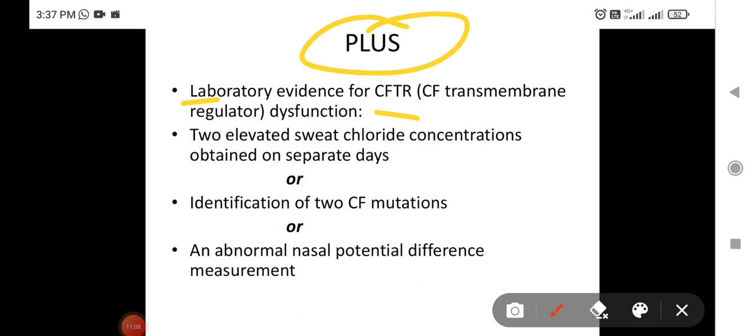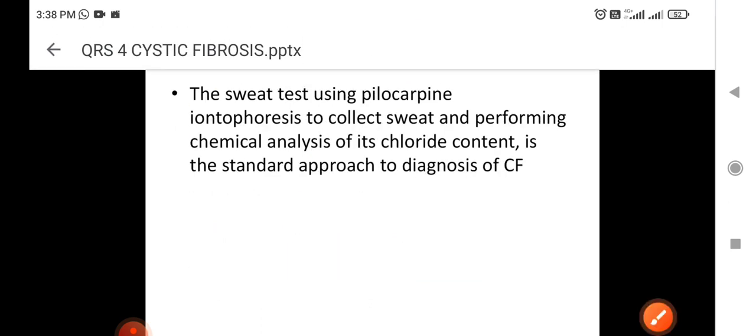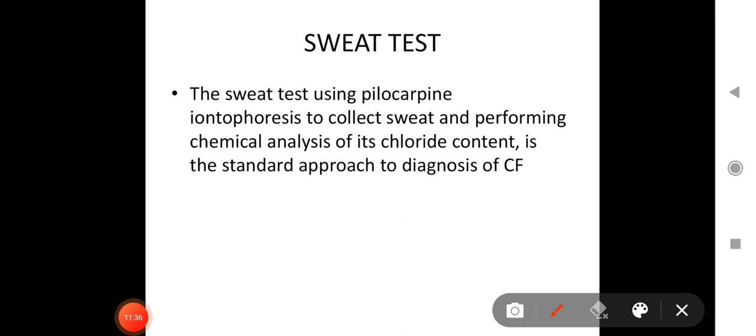How is CFTR dysfunction evident in lab tests? Two elevated sweat chloride concentrations obtained on separate days, or identification of two cystic fibrosis mutations, CFTR mutations, or an abnormal nasal potential difference measurement. So any one of the first three and any one of these three lab findings, genetic testing or nasal potential difference measurement, if these are seen, then it's diagnostic of cystic fibrosis.